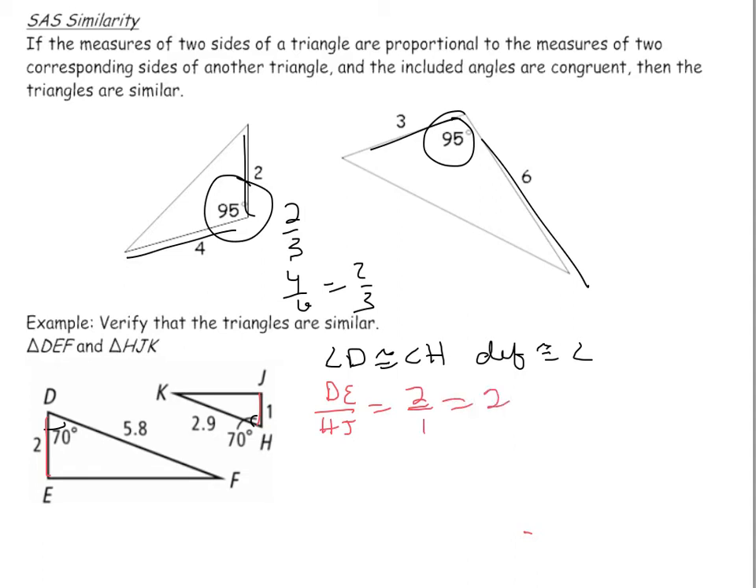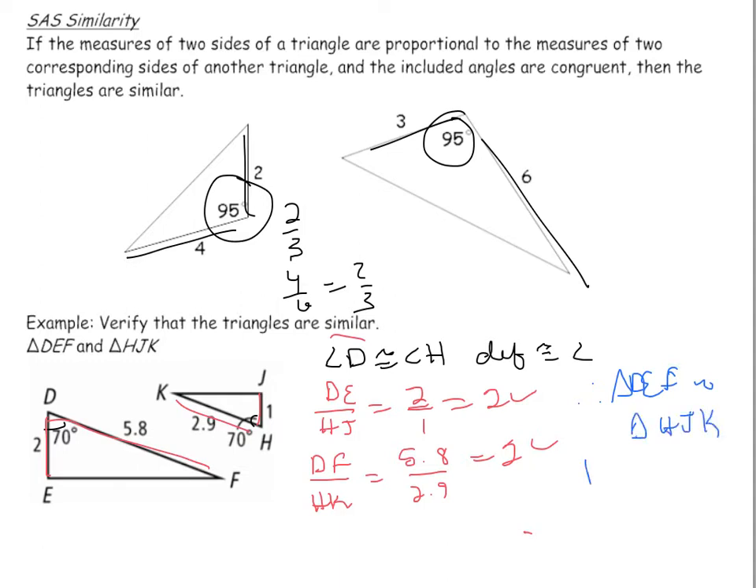All right, so now let's check our other sides here. Our ratio of DF to HK gives me 5.8 to 2.9. And when I divide that, it's also 2. Check that out. So our two sides are proportional to each other. Are these similar? Why, yes, they are. So therefore, remember your similarity statement, triangle DEF is similar to triangle HJK, and this is by side angle side similarity.